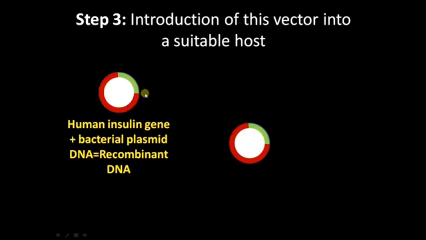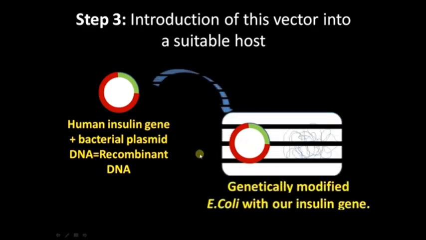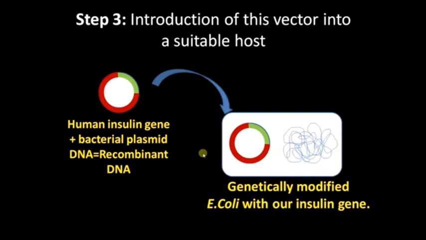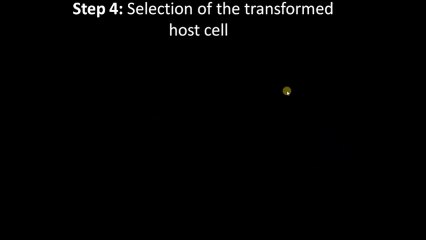So now we have our insulin gene incorporated in the vector. So we need to introduce this insulin gene into a host. Most often the host is a bacterial cell, as it is simple to manipulate, and we know E. coli bacterium very well. So I have introduced my vector with my gene of interest into bacterial cell. Now we have a genetically modified E. coli with our insulin gene inserted inside the vector. So step 3 is over. The process is called transformation.